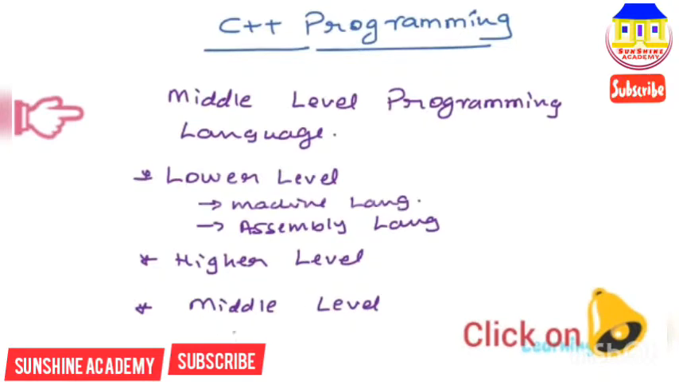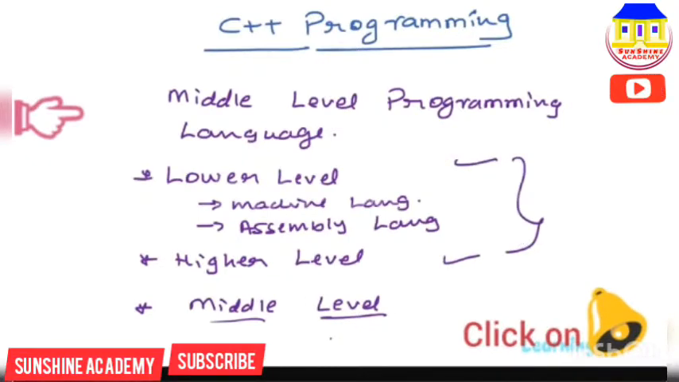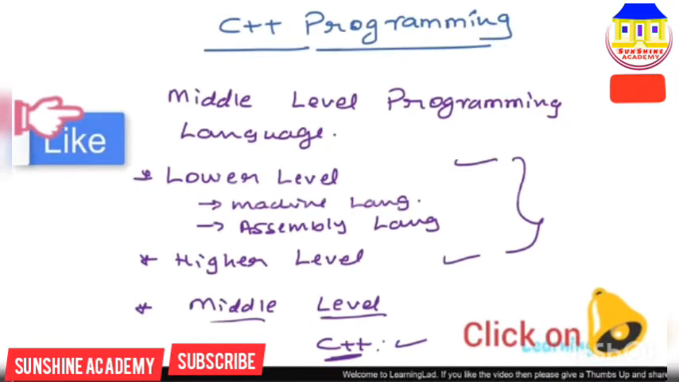Then we have another category called middle level languages, where some programming languages offer the features of the higher level languages and also the features of the lower level languages. The C++ programming language comes in the category of middle level languages. Here, if a programming language belongs to higher level, lower level, or middle level, it doesn't really mean that that programming language is good or bad. Every programming language has its own pros and cons.